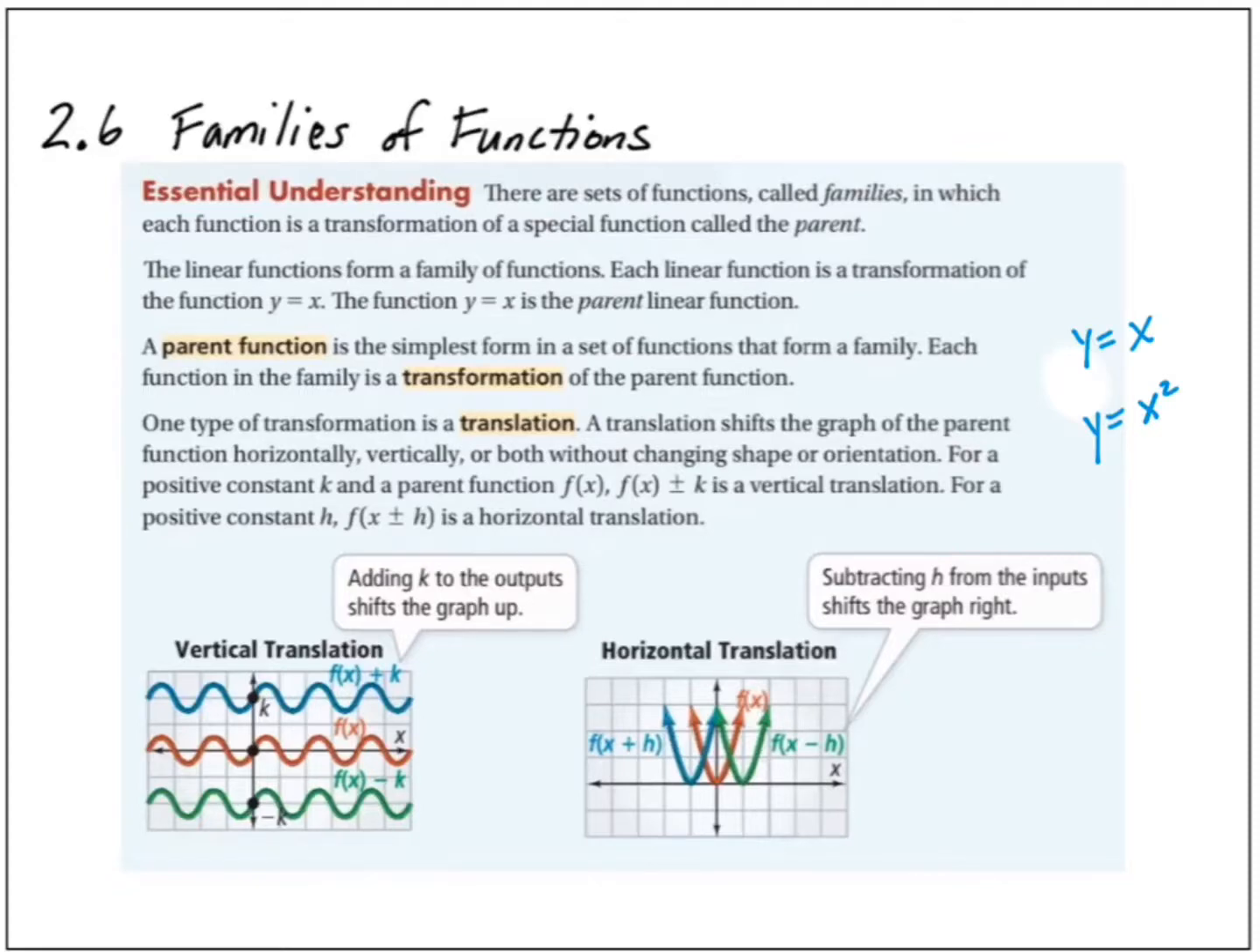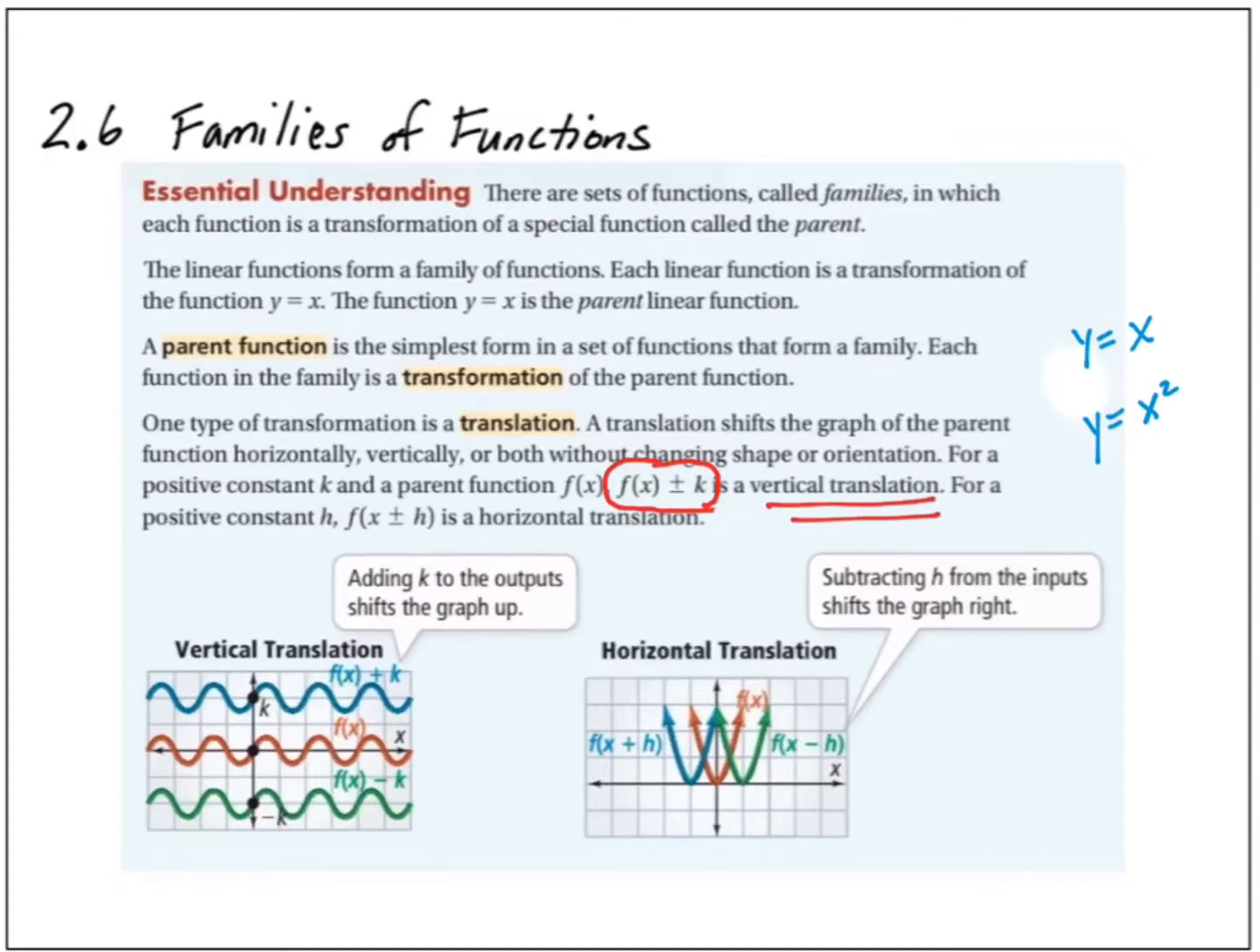One type of transformation is a translation. A translation shifts the graph of the parent function horizontally, vertically, or both without changing its shape or orientation. And so here's something very important. For a positive constant k and a parent function f of x, when you're adding or subtracting some constant to it, this is going to be a vertical translation.